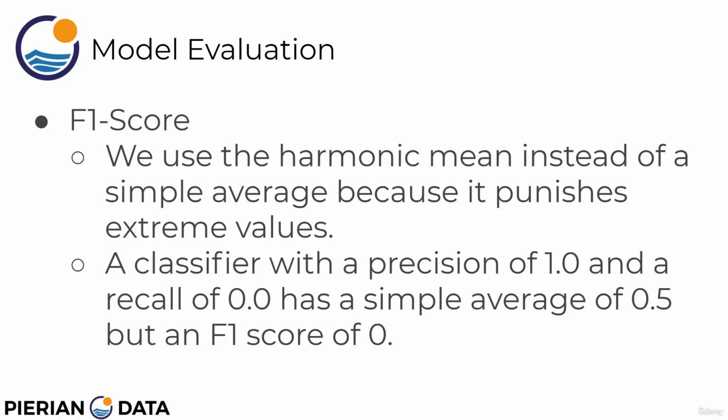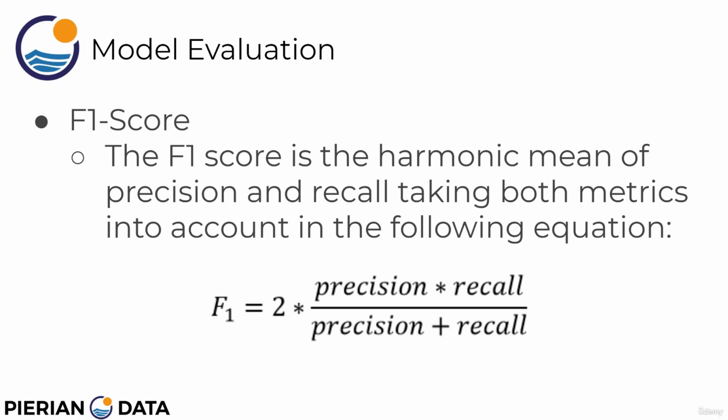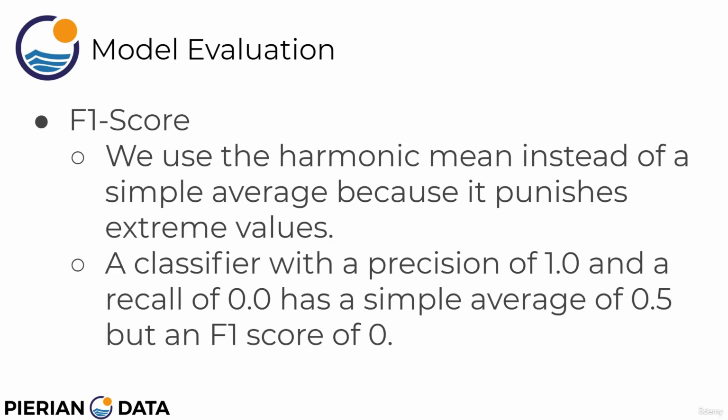But the F1 score, because it's taking a harmonic mean, we have precision times recall there at the top, which means you get 0 times 1 at the top, and you get an F1 score of 0. So this is really nice because it lets you punish extreme differences between the precision and recall. So it gives you a fairer assessment of that trade-off between precision and recall.